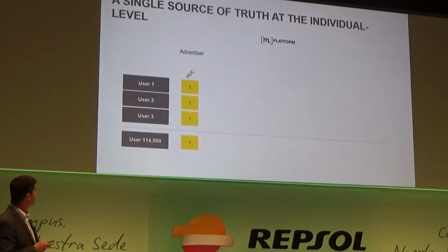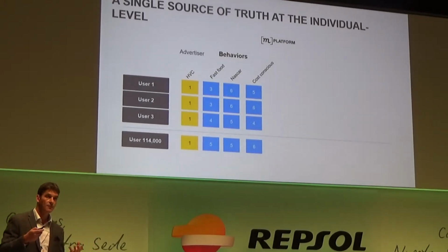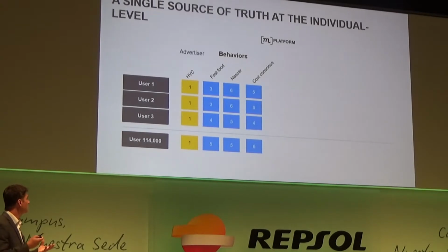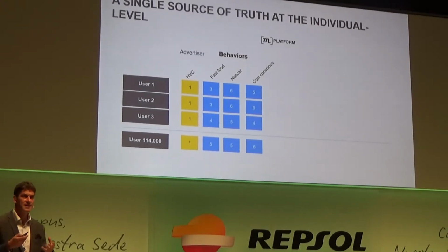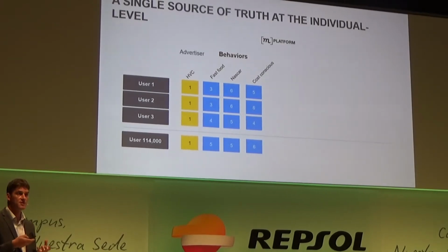So we started off with their high-value customers and we added behaviors. And we found that fast food, NASCAR, being cost-conscious, indexed quite highly, and obviously different users had different scores against those statements.